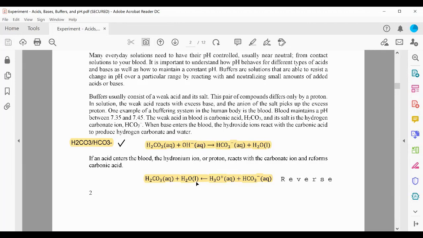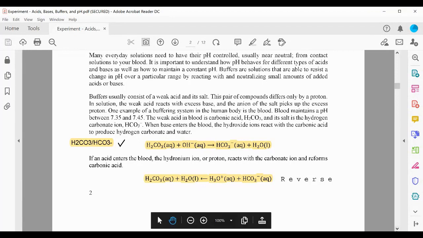And we can make a simple buffer just by mixing acetic acid and a salt, for example, sodium acetate, in water. And for these two pairs, the only difference is one proton. The carbonic acid lost one proton to produce the conjugate base.